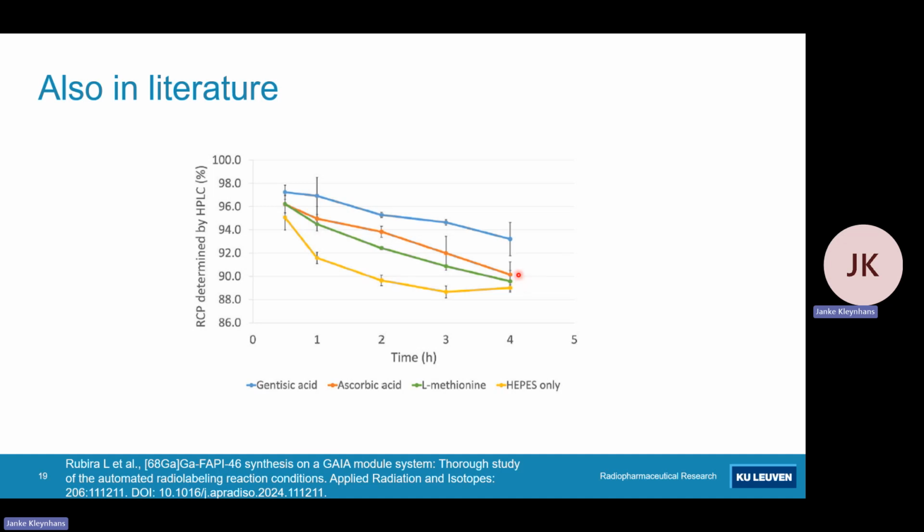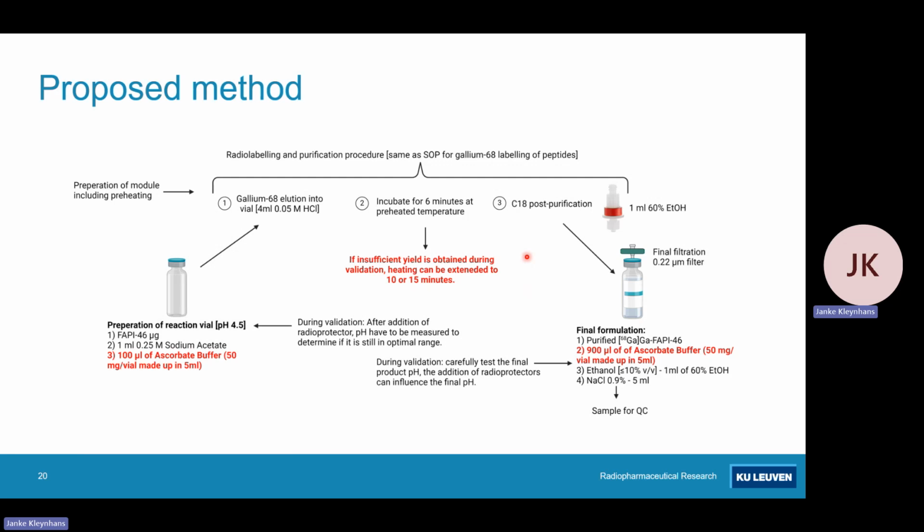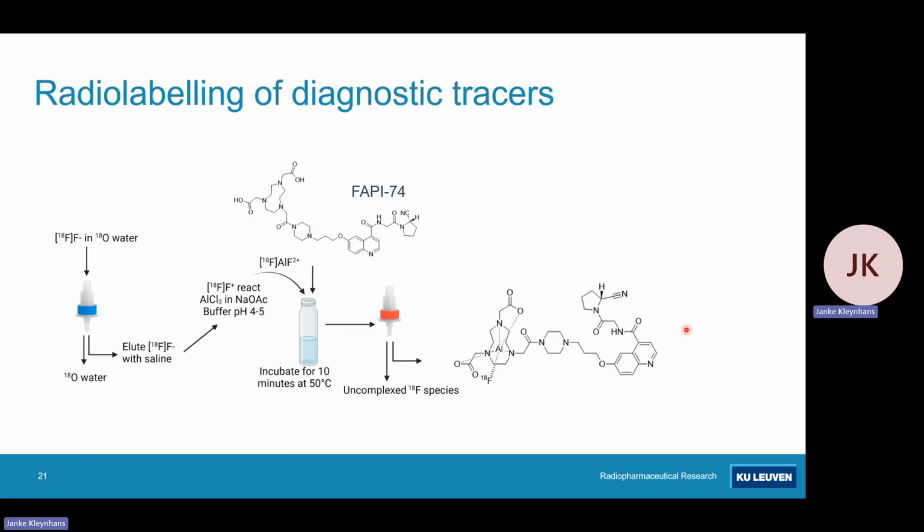We found ascorbic acid to be good in higher amounts. So I'm just adding here the method that I am validating at the moment with 100 microliters of ascorbate buffer already inside the radiolabeling mixture, and then 900 microliters of the ascorbate buffer in the end to protect the final formulation. So please have a look at this when you validate. Then FAPi 74 we do here in Belgium at EZ Lever.